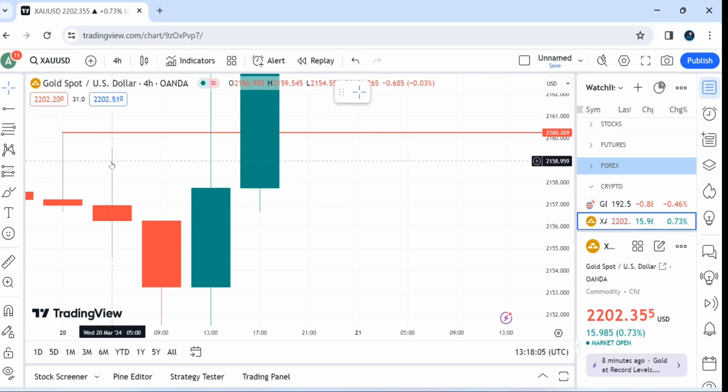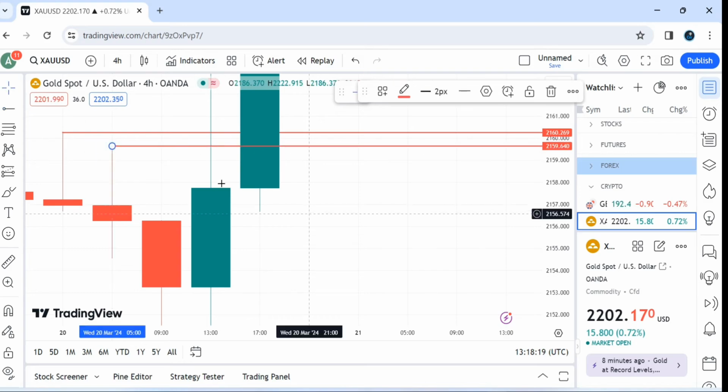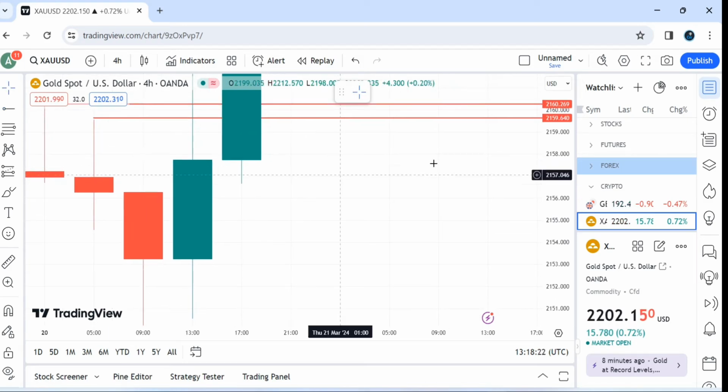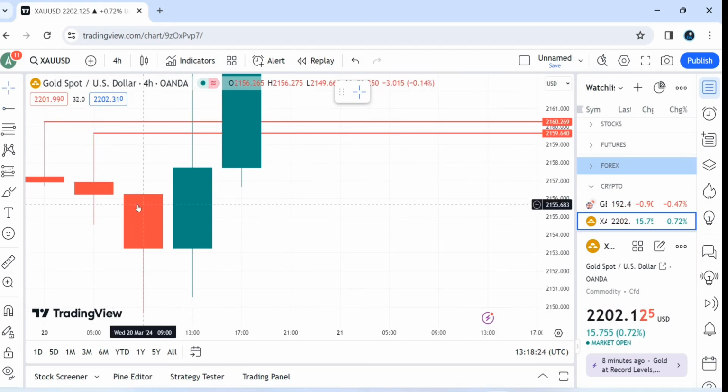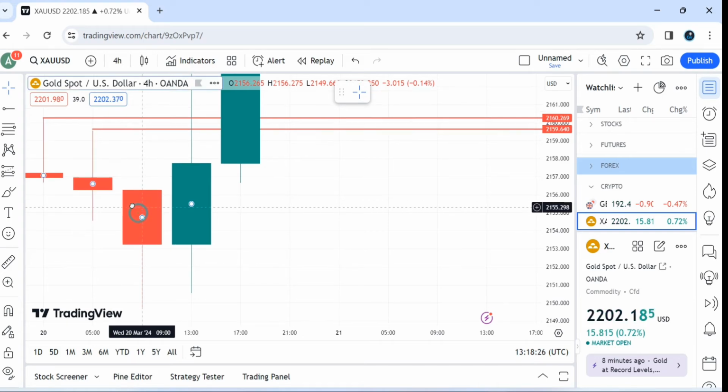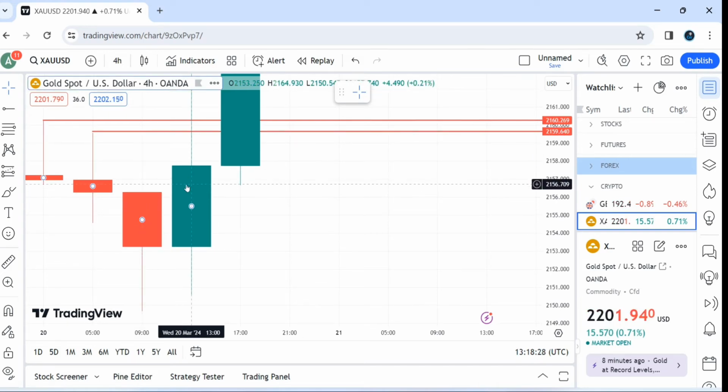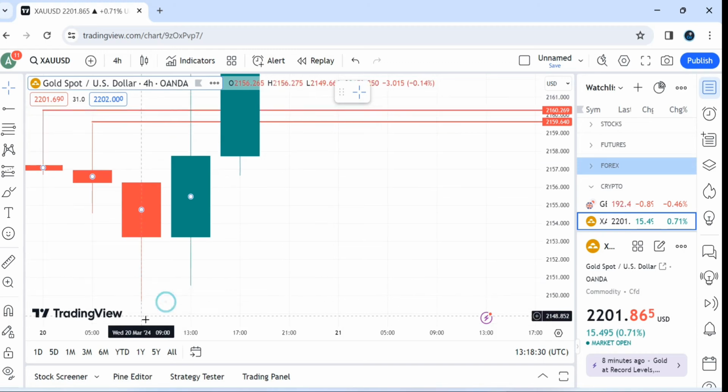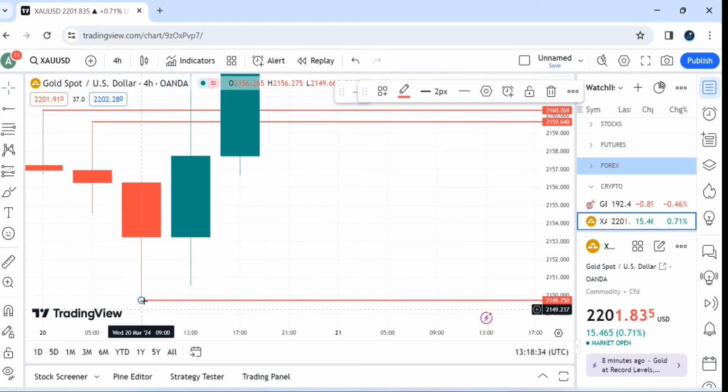Now move to the next candle. The next candle also has a liquidity at the top and a liquidity below. The upside liquidity is yet to be taken out, but the downside liquidity is taken out, so we don't care about the downside. We are marking out the upside. Now move to the next candle, this bearish candle right here. Watch out: the upside liquidity was taken out by this green candle, but the downside liquidity is yet to be taken out. We are also grabbing that, so we're still on the 20th of March.